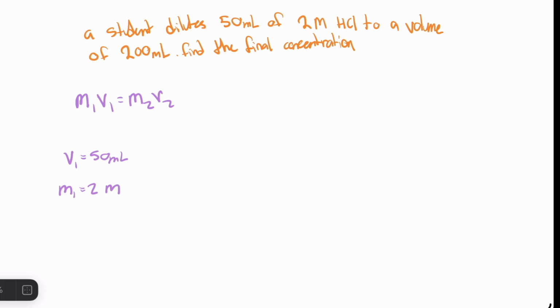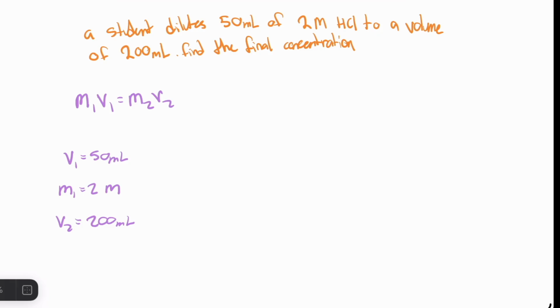To a volume of 200 milliliters. So that's their final volume. So V2 is going to be 200 milliliters. We could have also solved this in liters. We just need to make sure both V1 and V2 would have been in liters. Since they're both given to us in milliliters, we'll solve it like that.